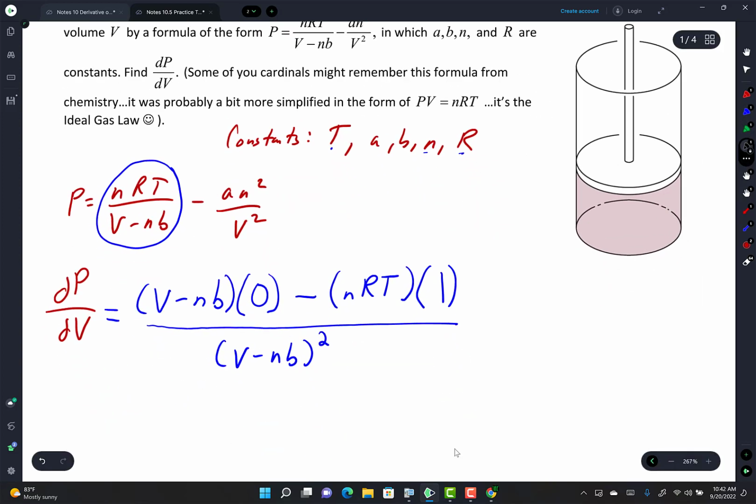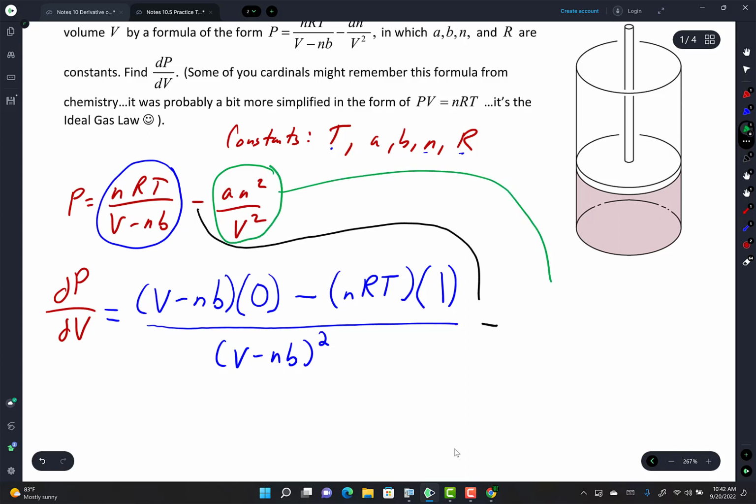And now I'm going to write that minus right here. Minus. And I'm going to do this one in green over here. Quotient rule again. Bottom times derivative of the top. An squared, those are all constants. So that's going to be 0 minus the top, an squared, times derivative of the bottom.